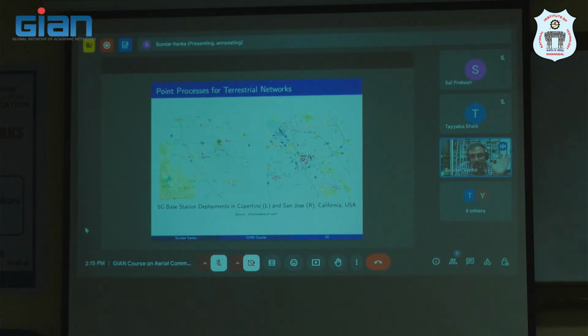Okay? So for example, even here you'll see, in San Jose, this area happens to be what is called the downtown. So there's a lot of offices here, so there's a lot of density in places where there are people. And there's low density here, right? All those things we'll look at. But the basic intuition I want to give is there is a point process which you can create. Just like you create a realization of a random variable, you can create a realization of a point process.